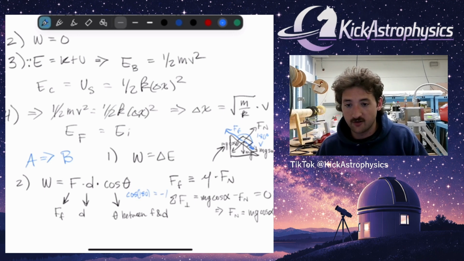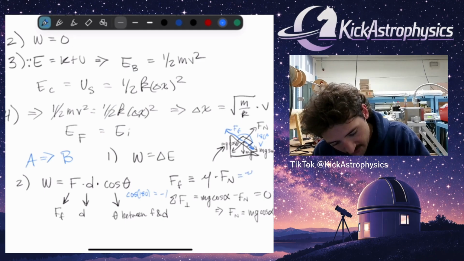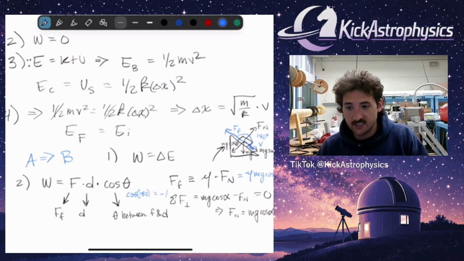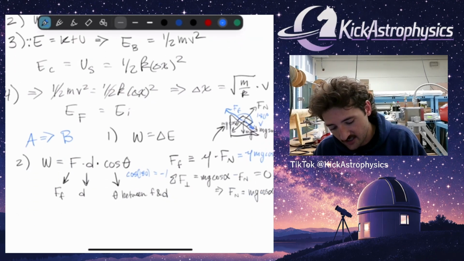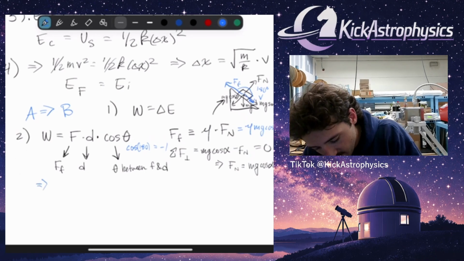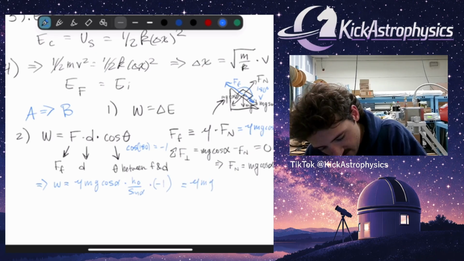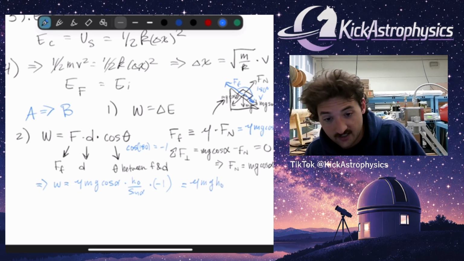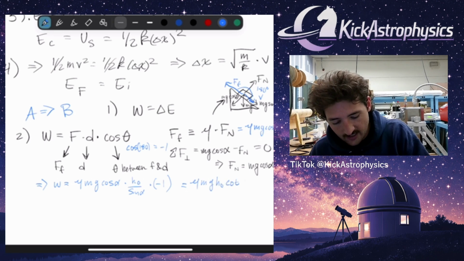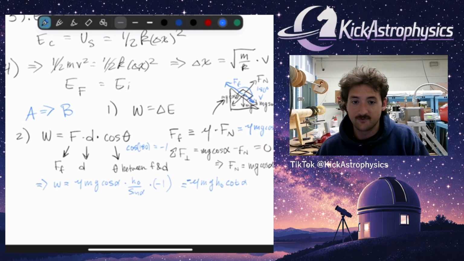So now we can write all of this in. So force of friction will be equal to mu times mg cosine alpha, right? Because mu times the normal force. D, the distance, was equal to h naught over sine alpha. So we can write work is equal to mu mg cosine alpha times h naught over sine alpha times -1, which would give us mu mg h naught. Cosine over sine will give us cotangent alpha, and then times -1, I'm just going to put a negative right up front. And there, we did it.